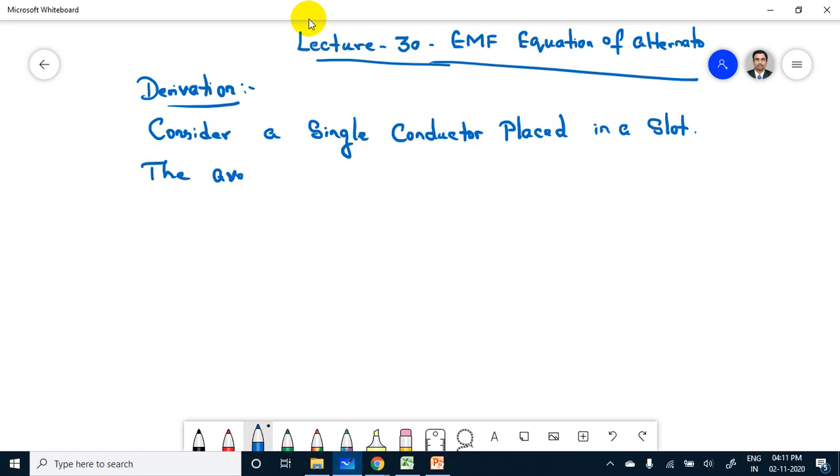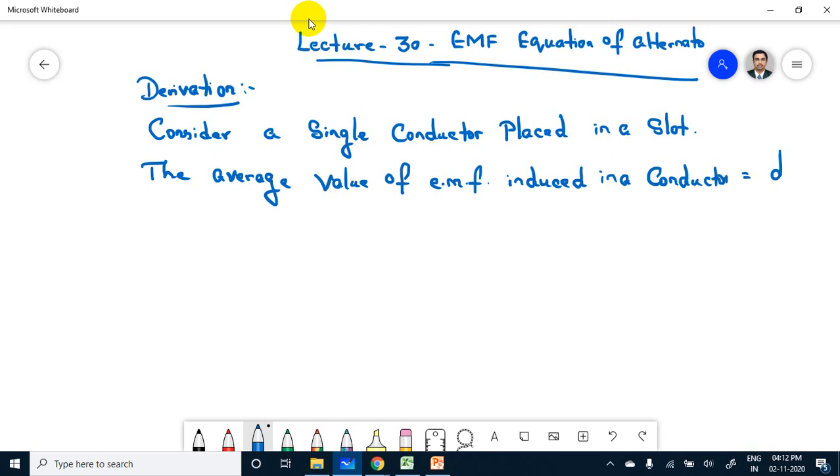The average value of EMF induced in a conductor is equal to dφ by dt, where φ is the flux per pole in Weber. Wb stands for Weber.